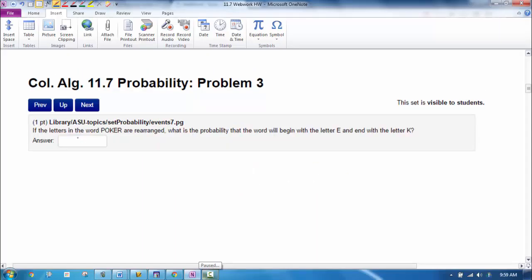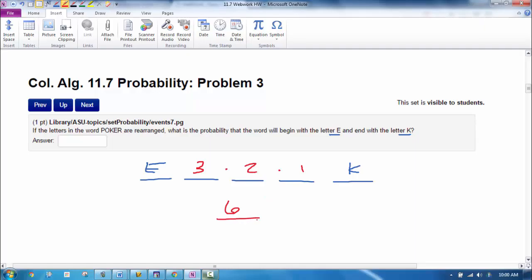Okay, the next problem says if the letters in the word poker are rearranged, what's the probability that the word will begin with the letter E and end with K? So you have 5 letters here that you're choosing from, and if it has to begin with the letter E and end with the letter K, then you have to choose those letters there. So that leaves you then, it doesn't matter what you choose for these letters, so you have 3 choices for the next letter you choose, then you have 2 left, then you have 1 left. So there's 6 total ways to rearrange the letters in which you have E first and K last.